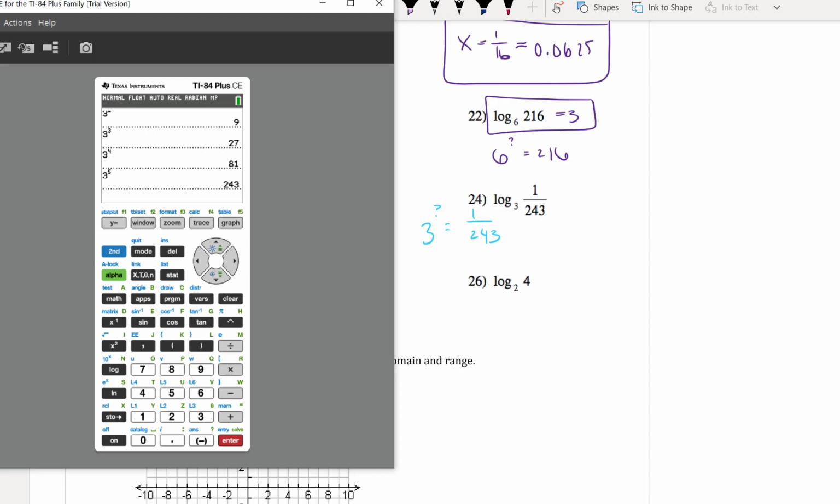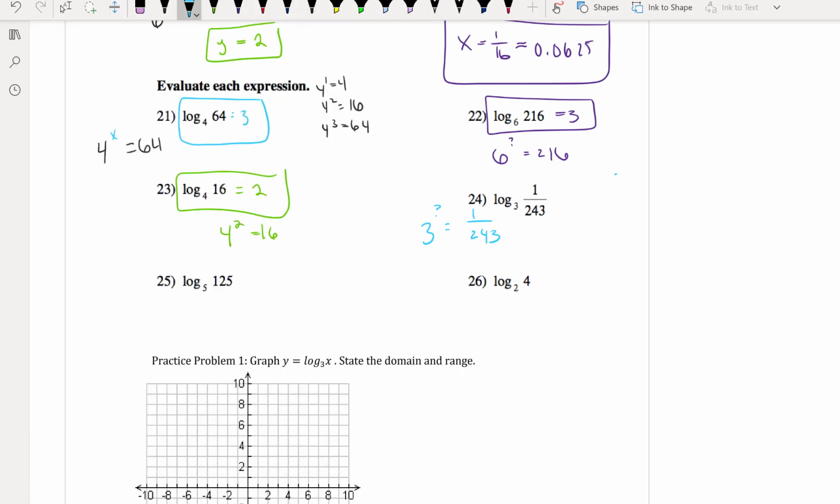How do I make it so it would equal the reciprocal? Well, remember, anything to the negative exponent would give me the reciprocal of that. So if I were to plug this into a math equation, I have 3 to the power of negative 5. I'm going to change that into a fraction. It's 1 over 243. So my answer here is going to be negative 5.